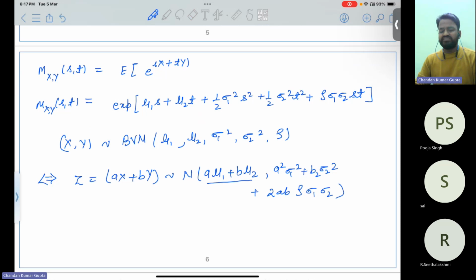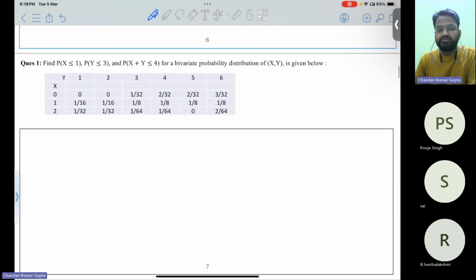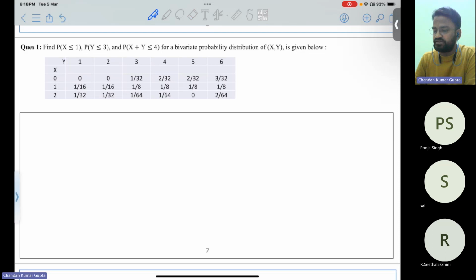So these are some of the properties. These are already there in the lectures. We will mainly solve some numericals related to these properties of bivariate normal distributions. If you have any doubt, you may ask me directly anytime. Then we will start with question number 1. Is it clear now?